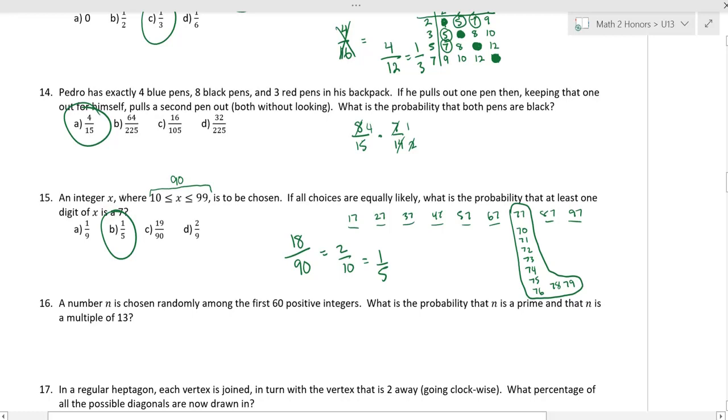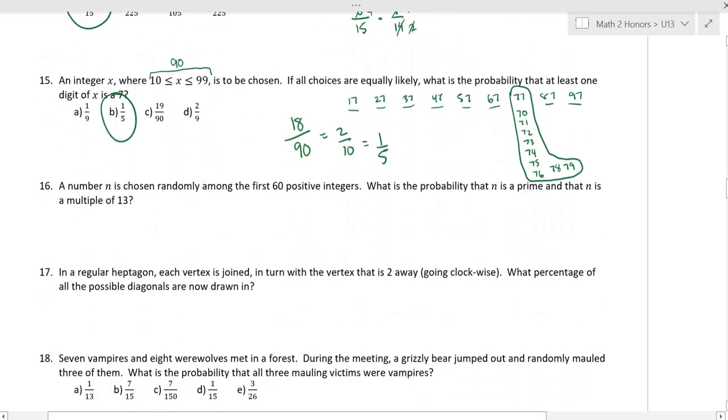Number 16. A number n is chosen randomly among the first 60 positive integers. What is the probability that n is a prime and that n is a multiple of 13? Well, 13 is prime, but any multiple of 13 beyond that is not prime. 13 times 2, 13 times 3, 13 times 4, those are not prime. So there's only one prime number that is a multiple of 13 out of 60. So 1 out of 60 is our answer.